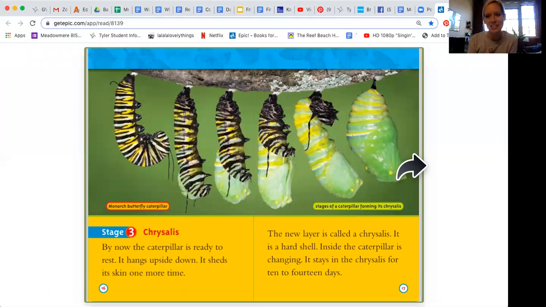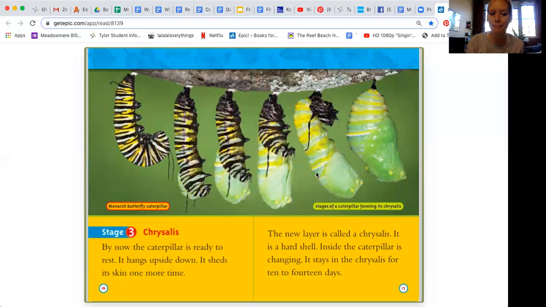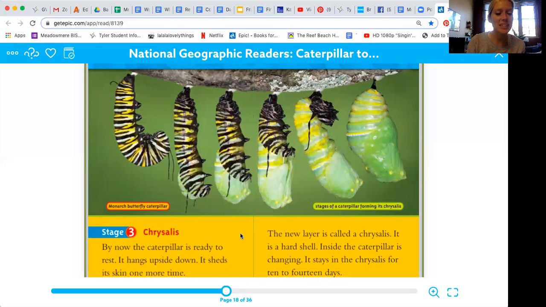And our third stage, this is my favorite one. So if you remember from last year, the caterpillars will hang, they'll make the J, and they're slowly making the chrysalis around them. The chrysalis, by now the caterpillar is ready to rest. It hangs upside down. It sheds its skin one more time, and the new layer is called a chrysalis. It is a hard shell.